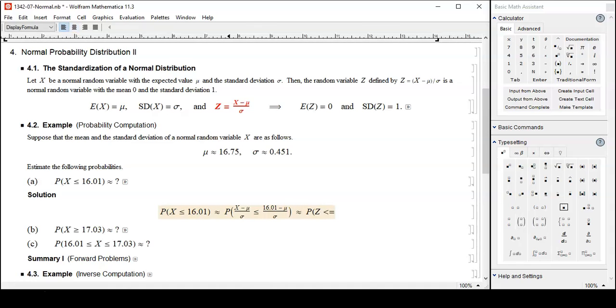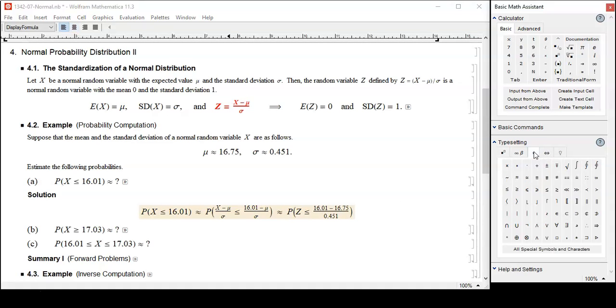No change here. But then again, this manipulation helps us to use this conversion formula, so this part is z, and thus z is less than 16.01 minus 16.75, the mean, and divided by 0.451. Alright, what is this quantity? All you have to do is to punch into calculator and do your computation. If you do it right, you will see that this is negative 1.64, approximately speaking.